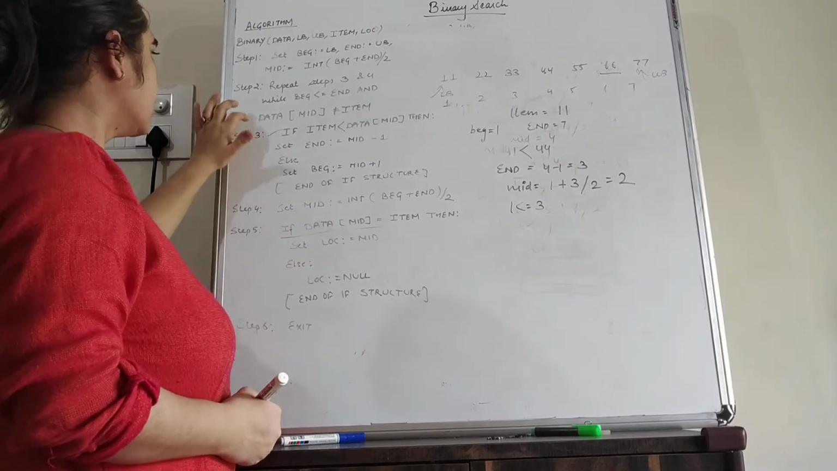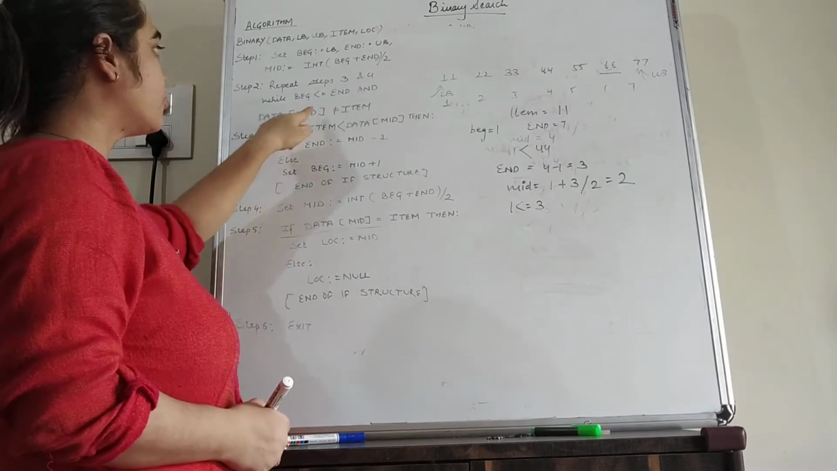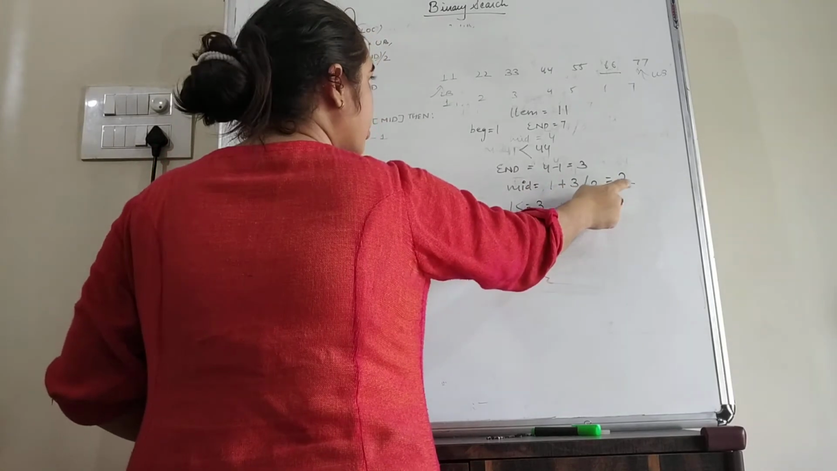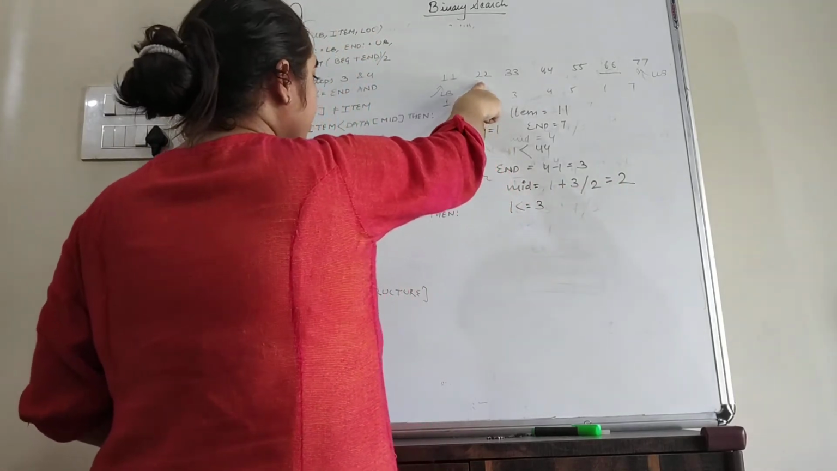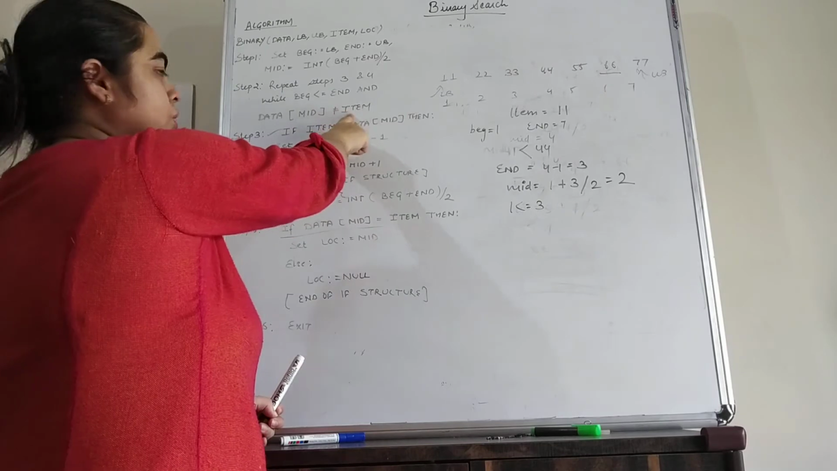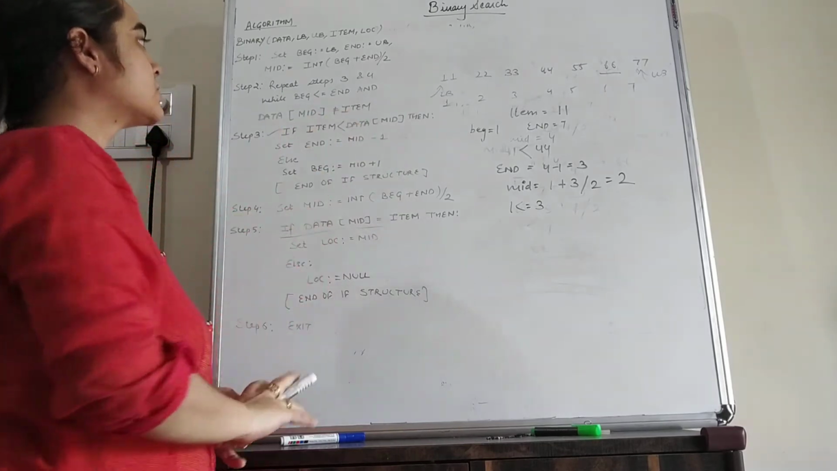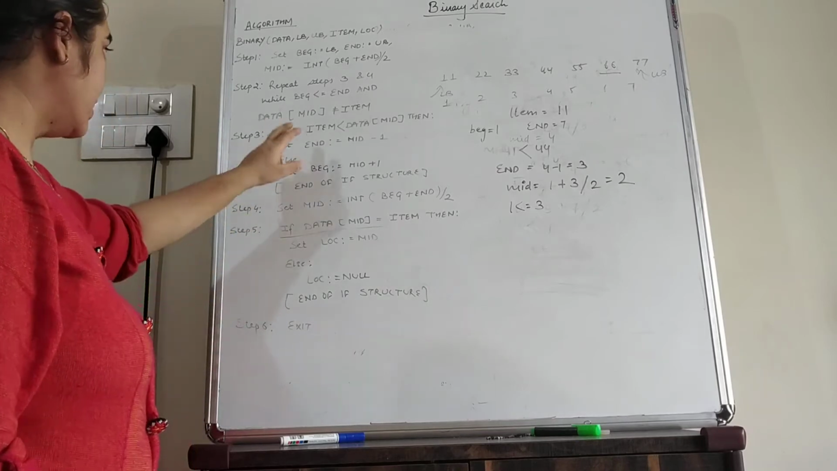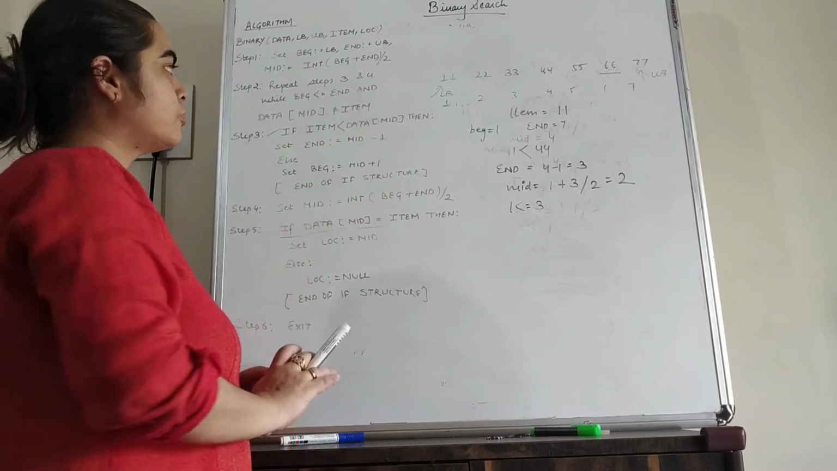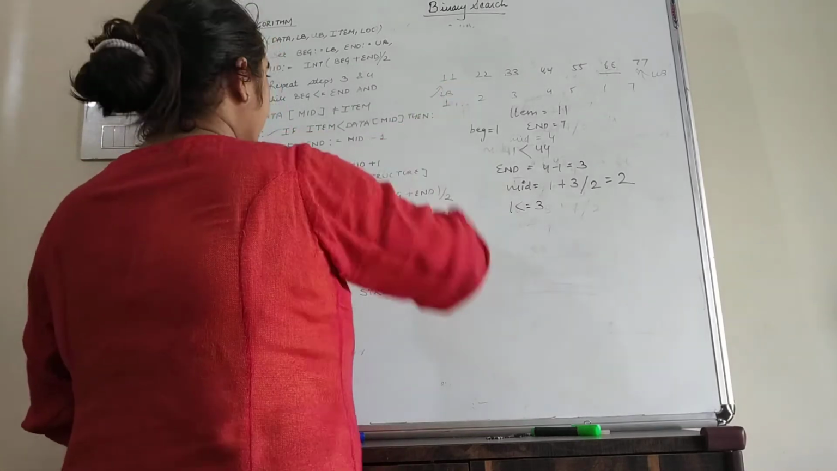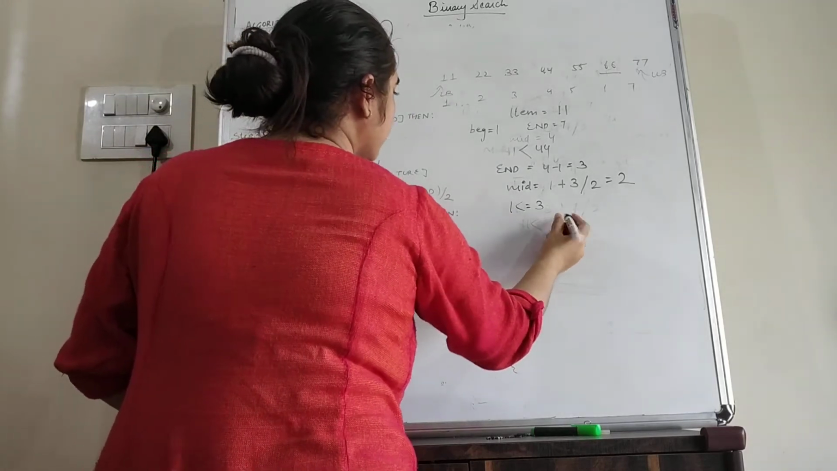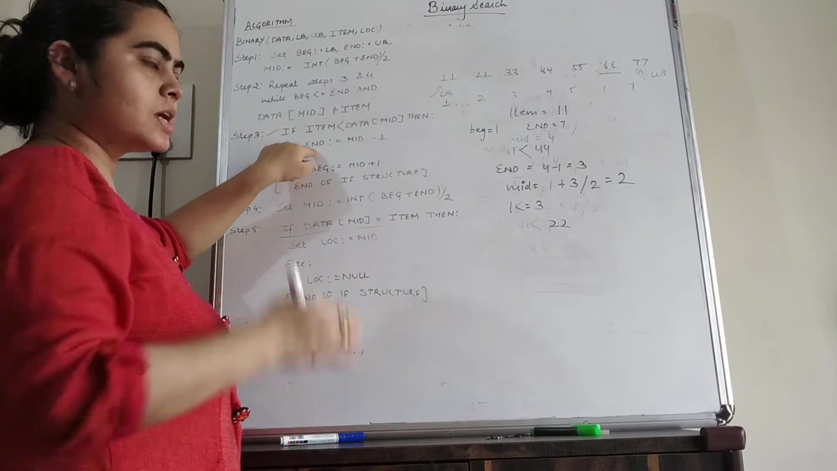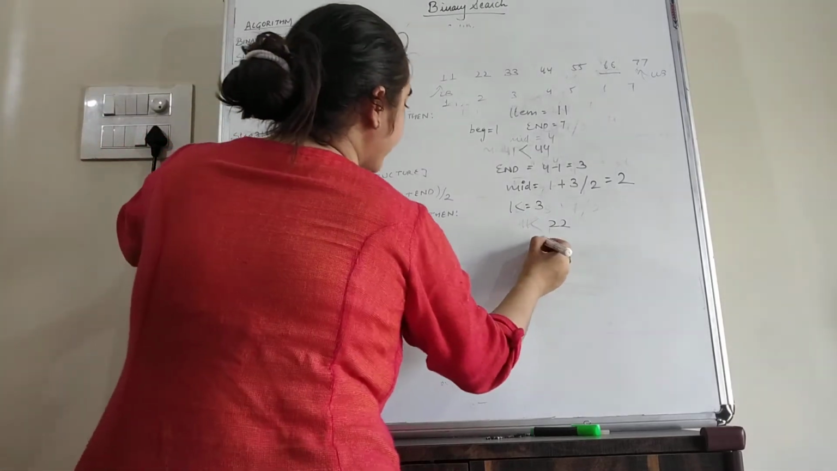After this we check the second condition, data of mid is not equal to item. Now mid is at location 2, and at location 2, 22 is there. So is 22 equal to item? No. So this condition is again correct. Come to step number 3 again. If item is less than data of mid, item is 11 and the data of mid is 22, so again this condition is correct. Then again we set the value of end equal to mid minus 1.